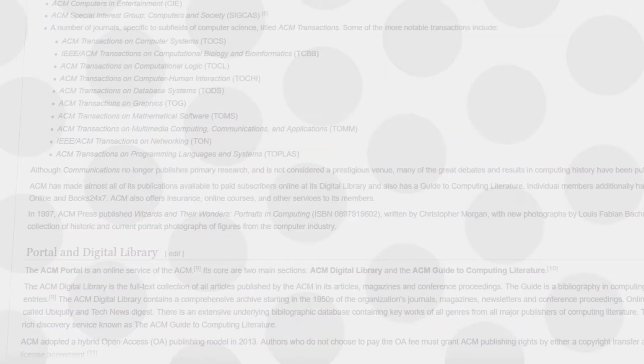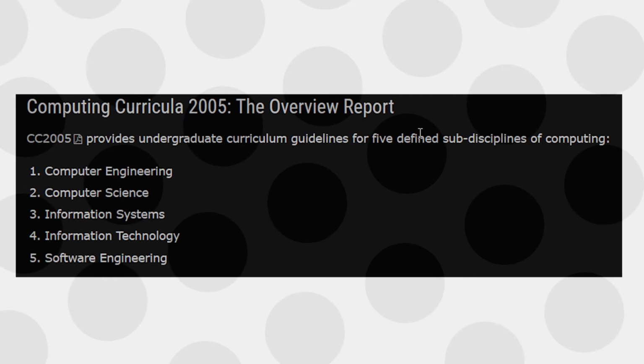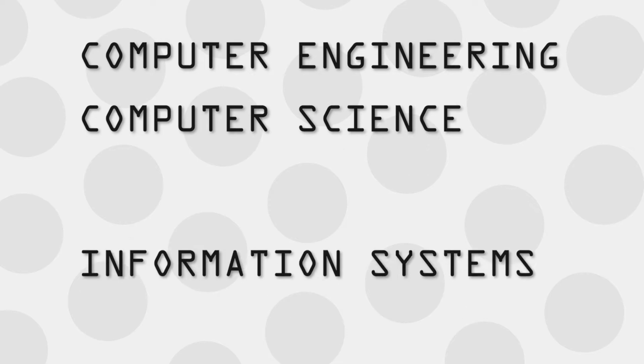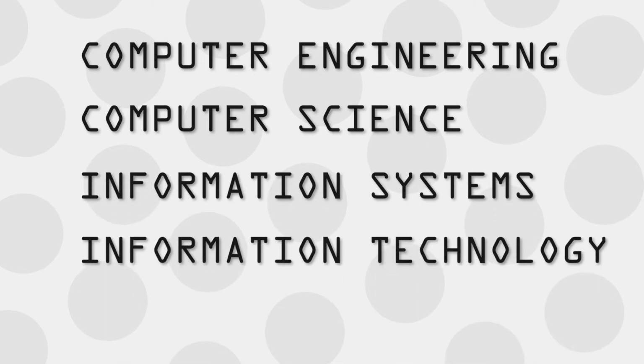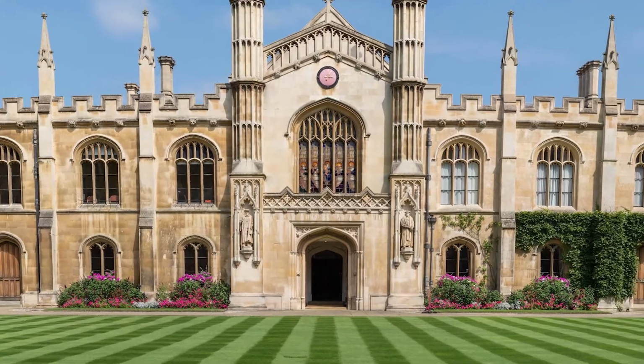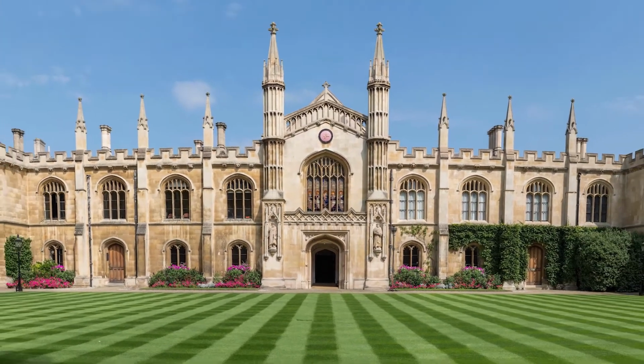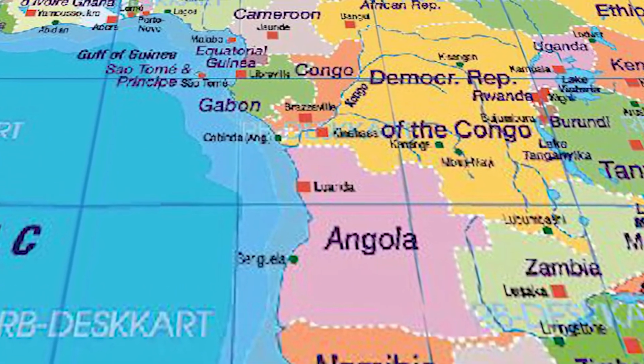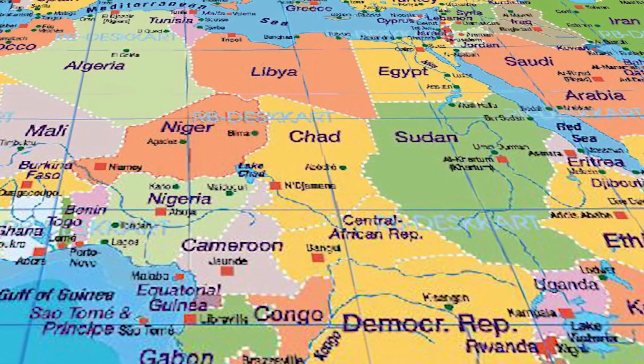They have subdivided the whole field of computing into 5 subfields: computer engineering, computer science, information systems, information technology, and software engineering. They define each field, their similarities, and also the boundaries between each other. Obviously, each country and university creates their own degrees and standards, but they all fall within these 5 subcategories, so it's worth taking a look.